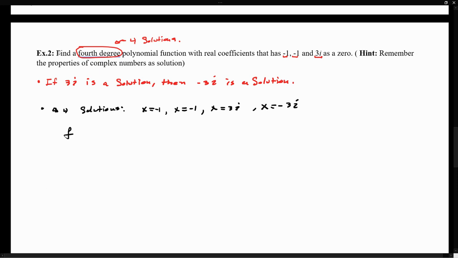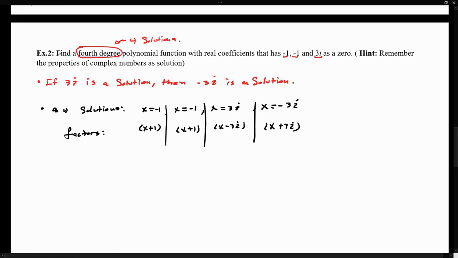So therefore, its factors for each of those solutions: if x equals -1 is a solution, then x plus 1 is a factor. Then x plus 1 is a factor. If 3i is a solution, then x minus 3i is a factor. And if -3i is a solution, then x plus 3i is a factor.